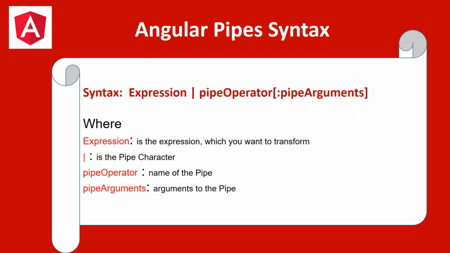So this is the pipe syntax. The first part is the expression that we want to be transformed, the second is the pipe separator, the third is the operator, meaning the name of the pipe that we want to use, and the last is the pipe argument that we want to pass to it.